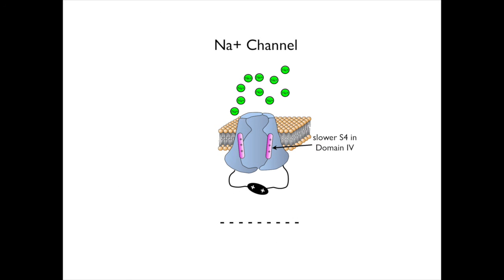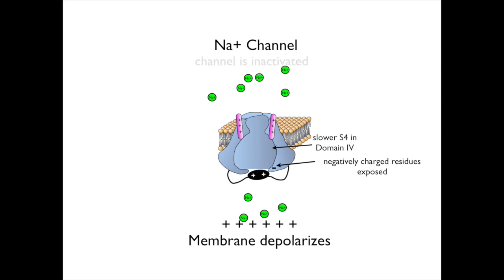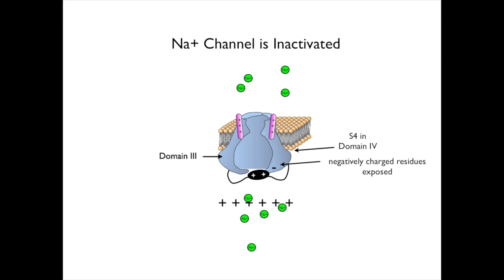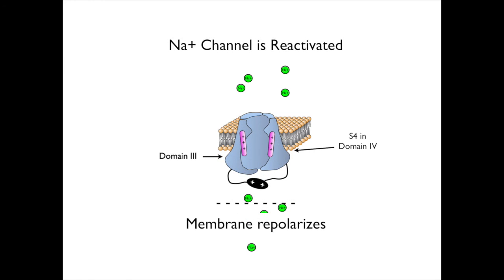Okay, let's put it all together and see it operate in slow motion. The membrane depolarizes, the S4 gates go up, gating current, the activation gate opens, influx of sodium, S4 in domain 4 moves up, exposes the negative residues, attracts the ball of the inactivation gate, and the channel is now inactivated. The sodium channel is in an inactivated state here. Let's see how it reactivates. The membrane repolarizes, the S4 segments move down, the ball is removed from the pore, and the channel is now reactivated.